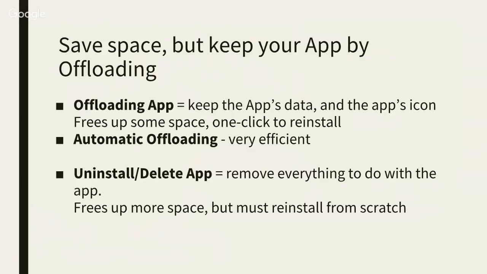What it is, is a way to save space. If your phone is getting full and you want to eliminate some of the space taken up by apps, but it's not uninstalling it. Offloading means keeping the app's data and the app's icon on your screen. It frees up some space, and it's just one click to reinstall. And there is an automatic setting for it. Whereas if you uninstall or delete, it removes everything about the app, and it must be reinstalled from scratch. And rather than a live demo, we're going to show you one of our tutorial videos.